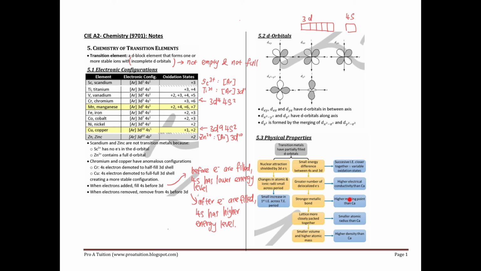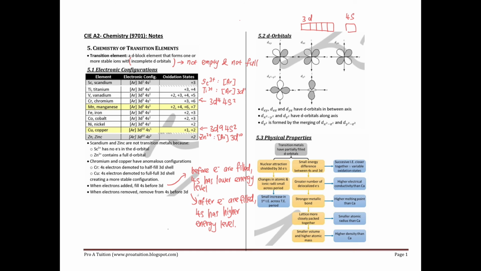It's higher compared to group 2, calcium. So why calcium? Just for your information, calcium is just one position before scandium. If you look at the periodic table, you will know. It's just a neighbor to all of these. Calcium is a neighbor to all of these, so we use calcium as a comparison because of that. They are at the same period after all.